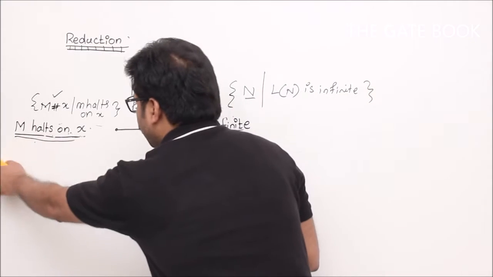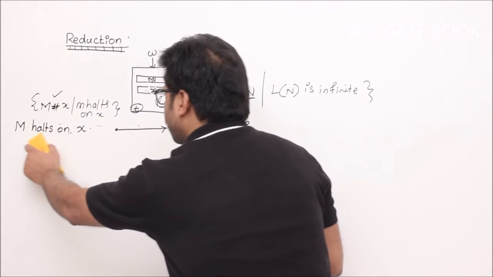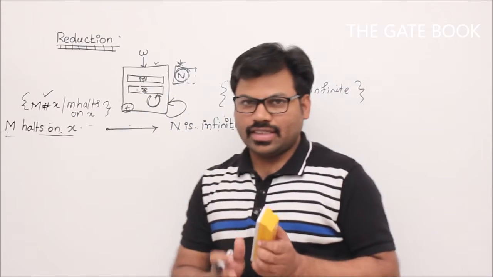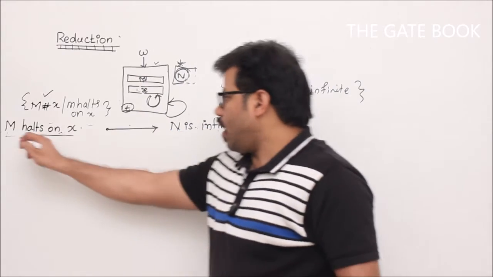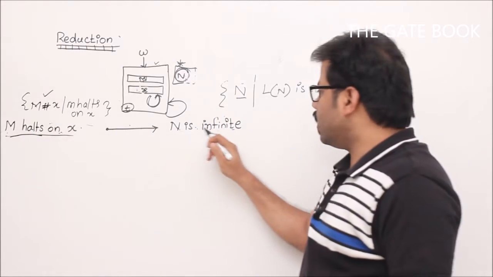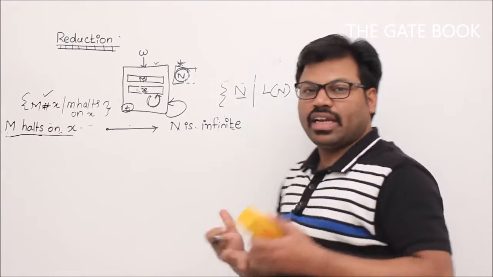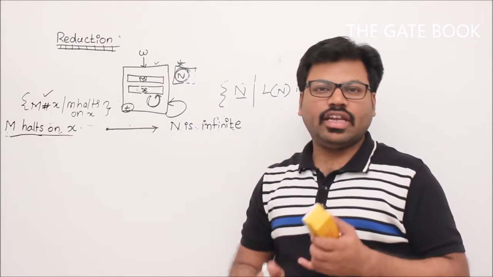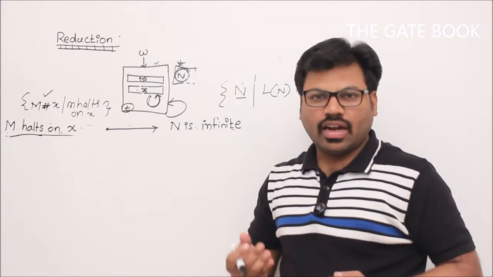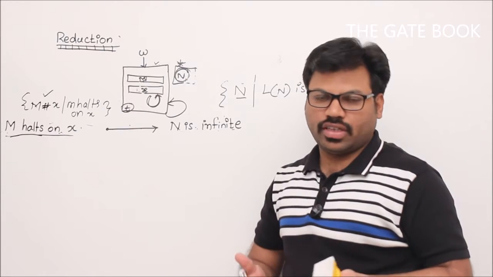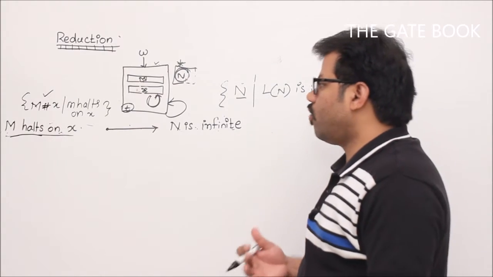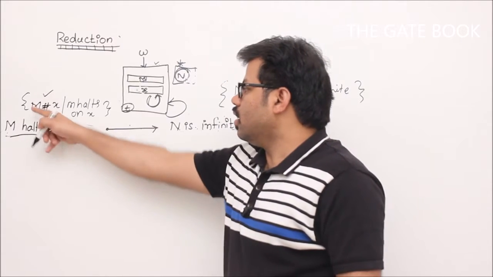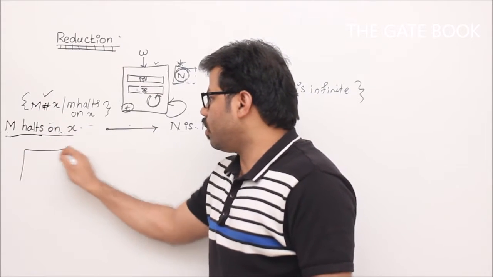Let me cancel this one first. Only focus on this part. This is called reduction. So what is the advantage of this reduction? If "M halts on x" is reduced to "N is infinite," the meaning I am clearly explaining, because that is important. If you learn at a high level, in a superficial way, without really understanding the concept, then you do wrong things, okay? That's why I am spending a lot of time. Please understand it.